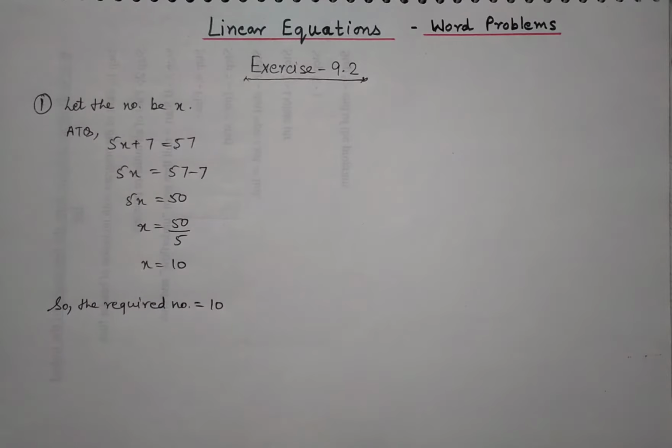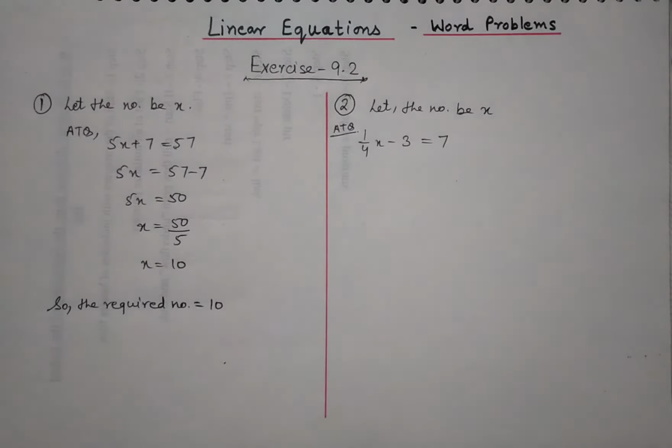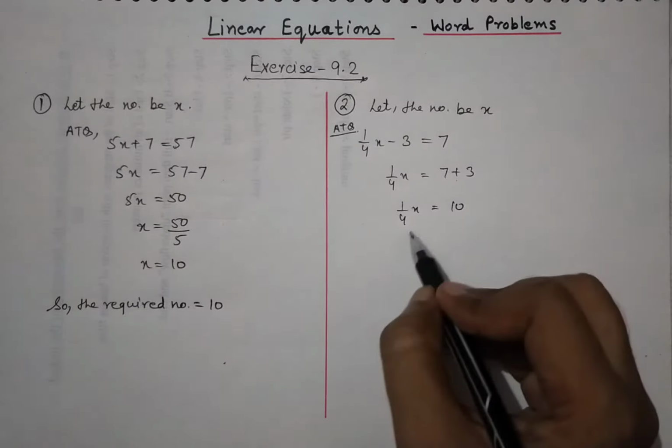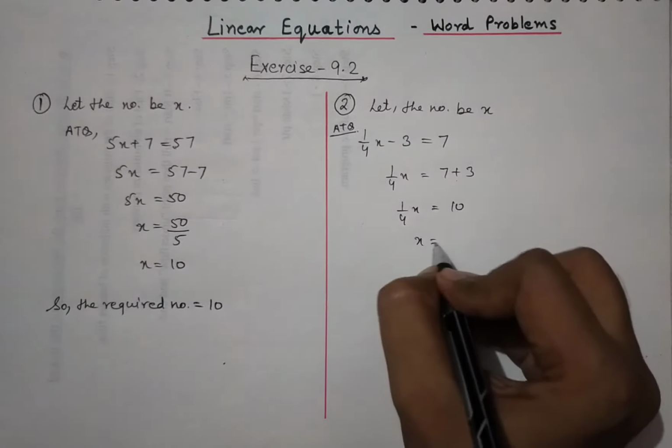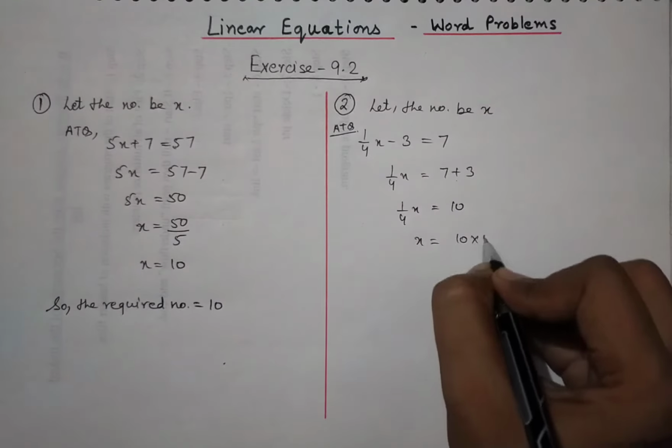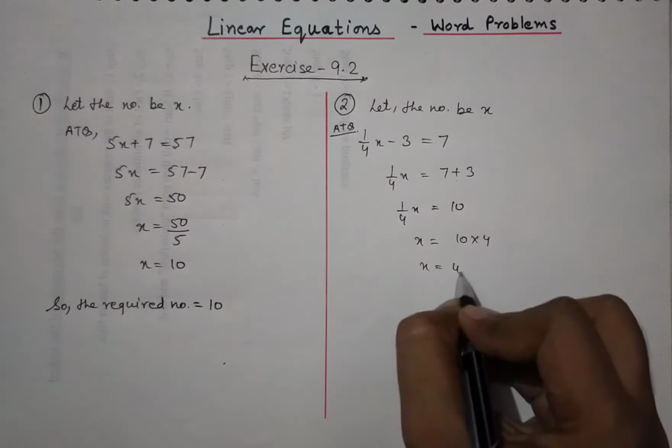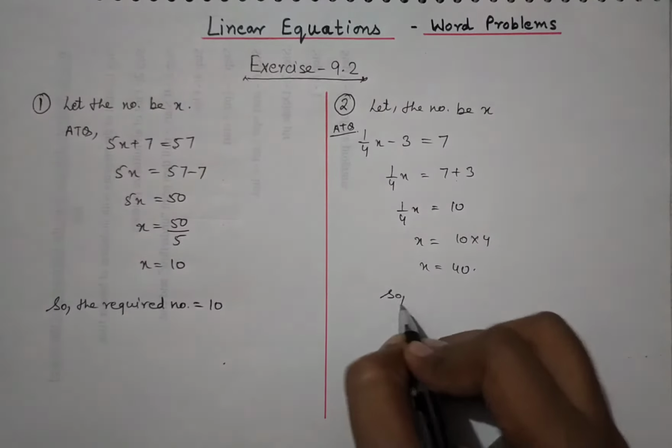Now let's see question number 2. Here we have to find the number such that 1/4 of the number is 3 more than 7. Very first of all, we suppose the number be x, and according to the question we get 1 upon 4x minus 3 equals 7. Now we'll solve for x, and then this 4 will be multiplied and it will become x equals 10 into 4, that is x equals 40.